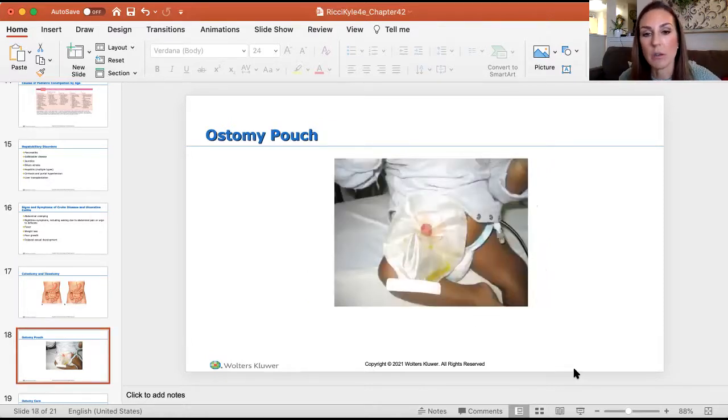So here is a picture of a little kid. They have got a great looking colored stoma. It's pink. It looks like it's pretty moist. There's some pretty good output. It looks like it is probably an ileostomy based on the color of the output and not a colostomy.